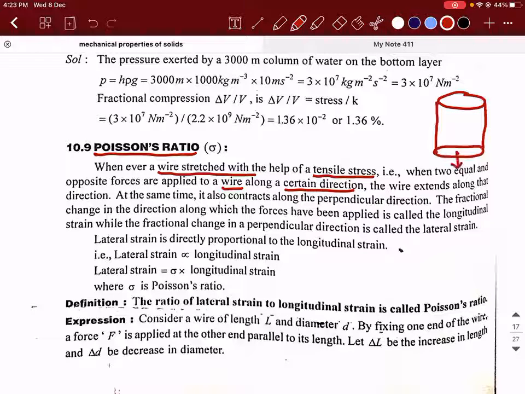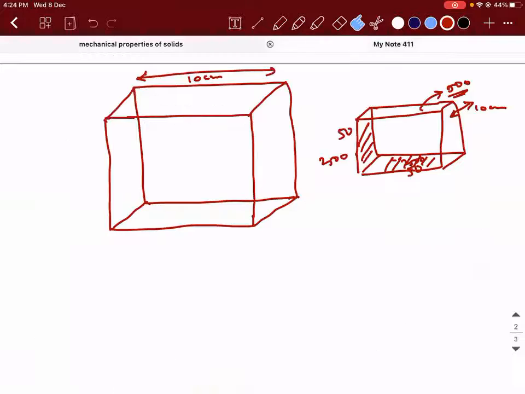Now, when force is applied from both the sides in a certain direction, what will happen? It will get elongated. So when there is an extension that is taking place, correct? When there is an extension of delta L taking place, what else will happen? There will be a decrease in diameter. Is this not the right diagram? I'll draw it again. Listen to this carefully.